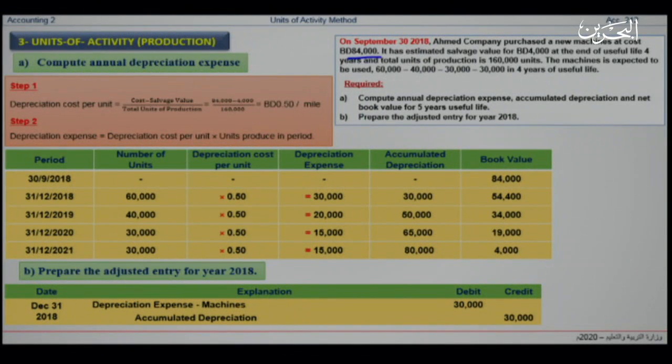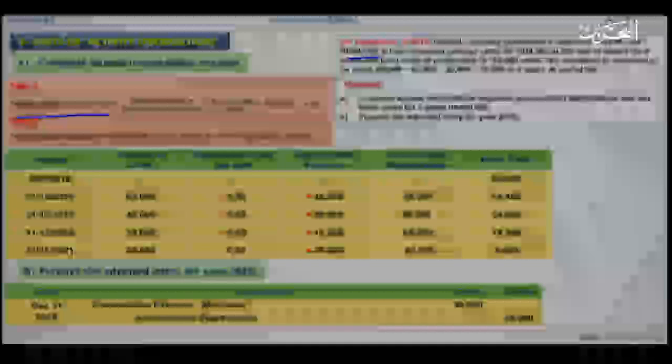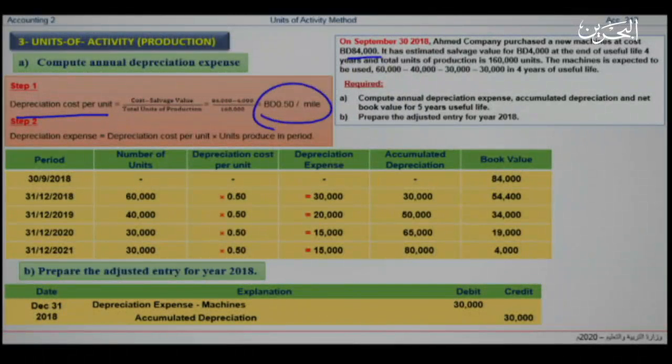If I want to find the depreciation expense under this method, firstly, I should find the depreciation cost per unit. I will apply the formula that I explained before: the cost minus the salvage value over the total units of production. My cost will be 84,000 minus 4,000, the salvage value, over 160,000, the total units of production, and I will get the amount of the cost per unit.